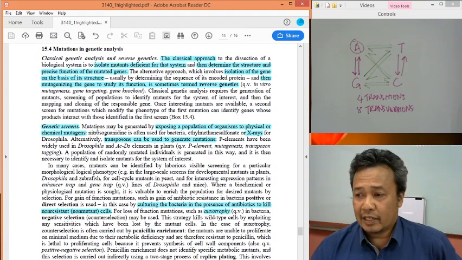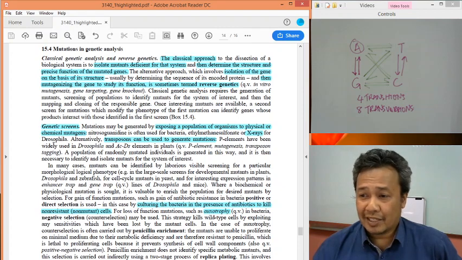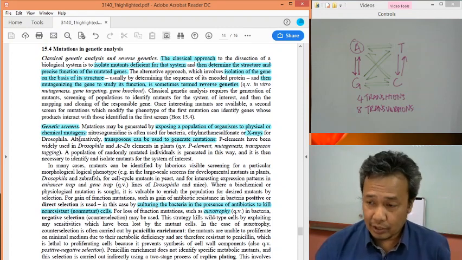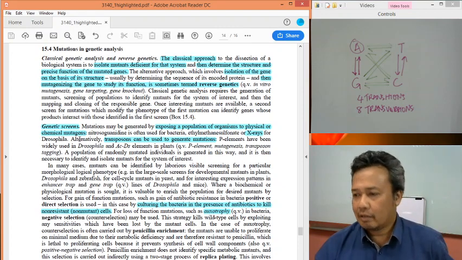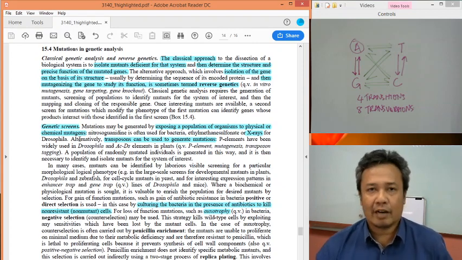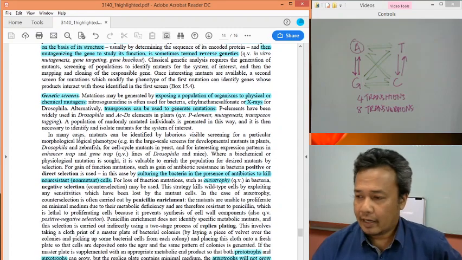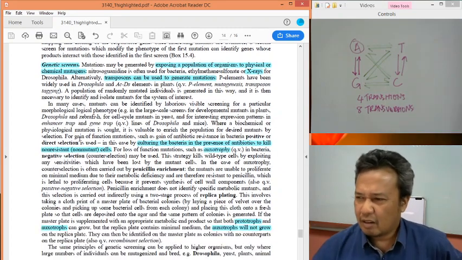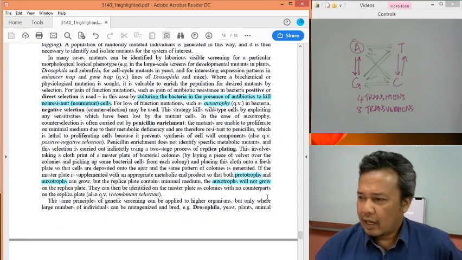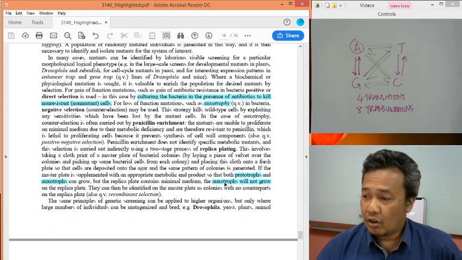So here it says genetic screens: exposing a population of organisms to physical mutagens. You create mutations and then you see what the effects are, and then try to repair the effects. That's how you actually identify mutations. So this is again about genetic screens. Then the concepts of prototrophs and auxotrophs.